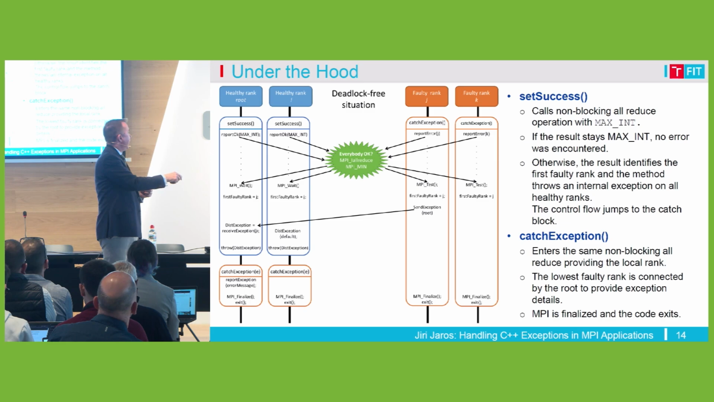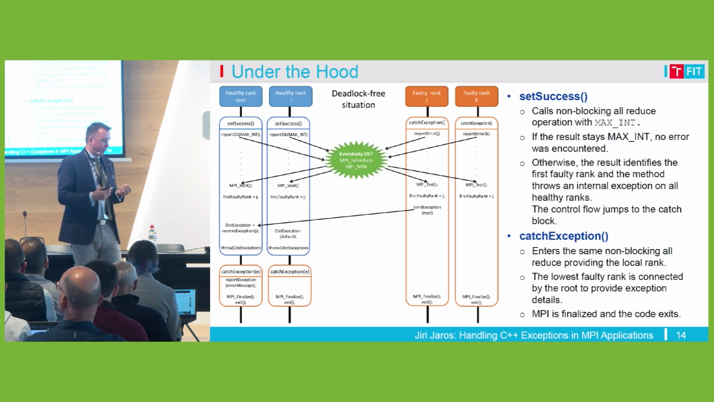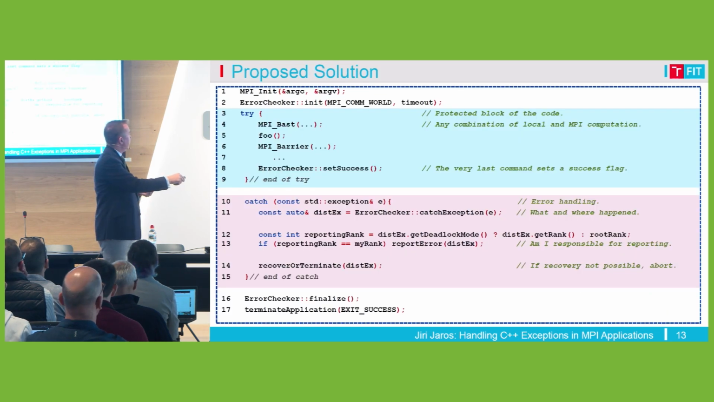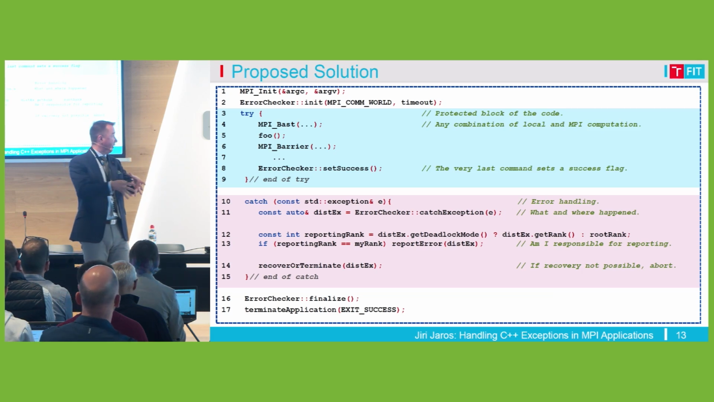All other healthy ranks, in this case, have no information about the error, but that's not necessary, because what we want to achieve is just we want all the ranks that are now in the success method to throw an exception to go directly and meet the others in the catching section. So basically everybody will join and continue in the same path.